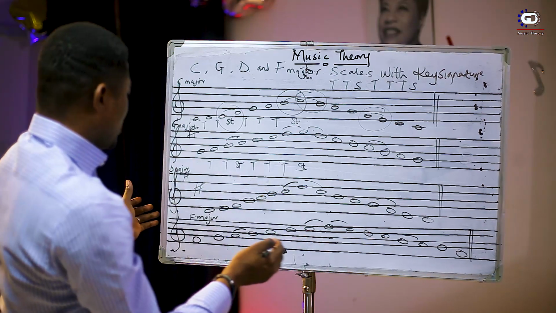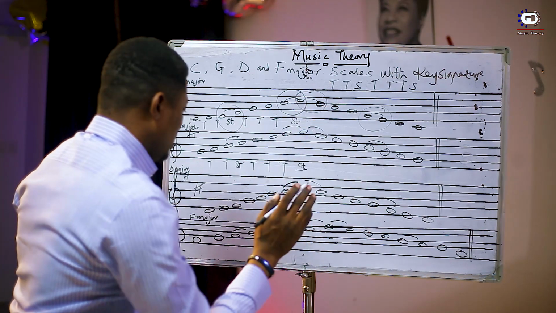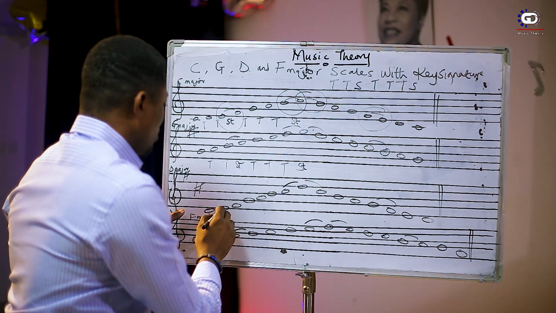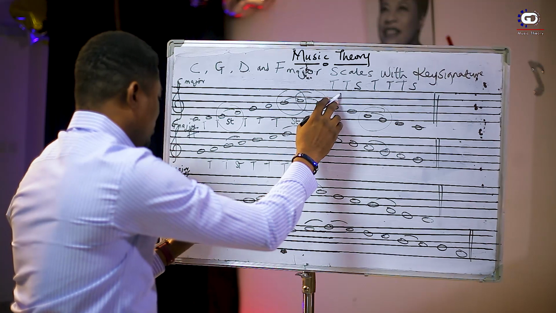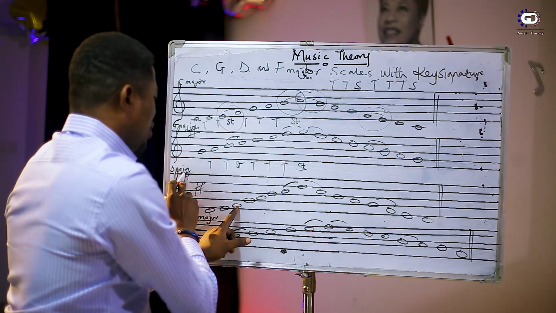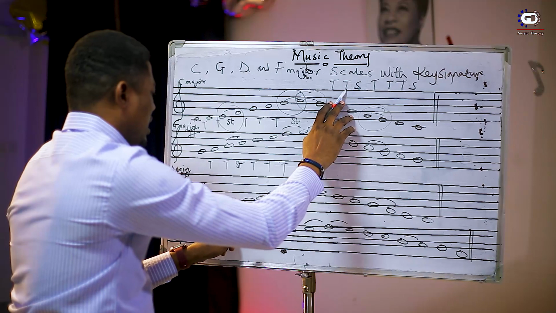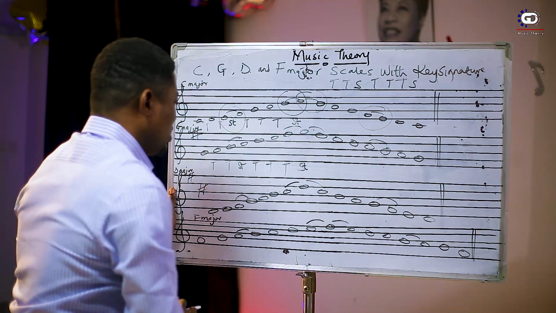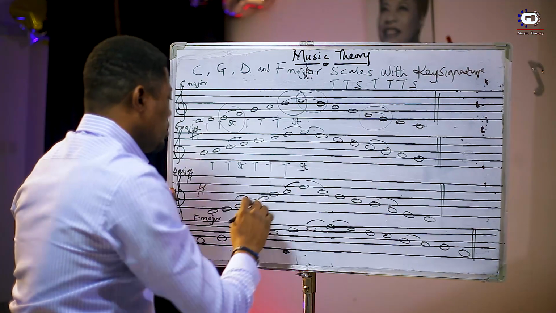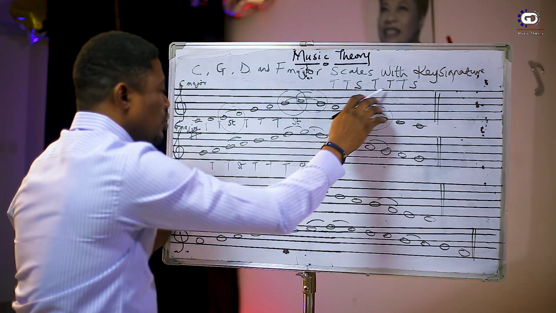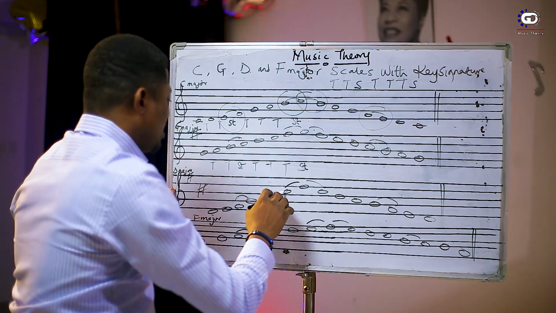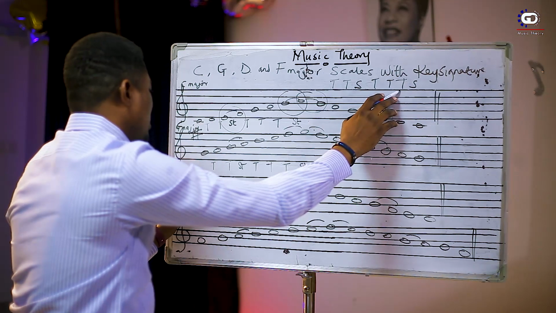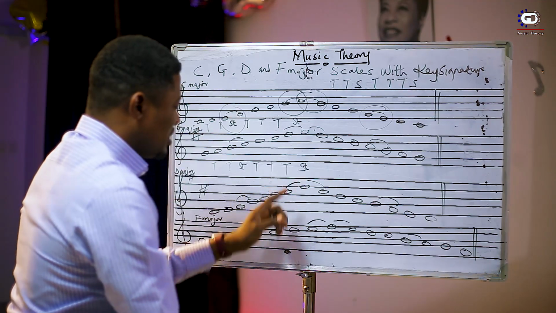So now let's look at it. If you also want to use the formula, let's see if it works with it. D to E is a tone, yes. E to F sharp is a tone, yes. F sharp to G is a semitone, yes. G to A is a tone, yes. A to B is a tone, yes. B to C sharp, right? B to C sharp is a tone, yes. C sharp to D is a semitone.